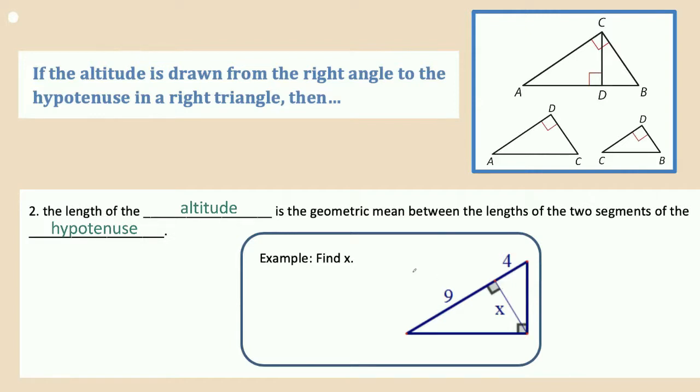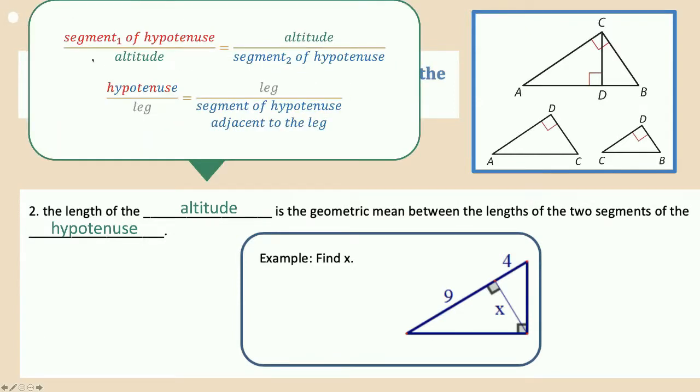So x is the altitude that's drawn from the right angle to the hypotenuse. I have a little card here with our two theorems, but here's the top one. We know the altitude is the geometric mean between the two segments of the hypotenuse. We can write that little equation: segment 1 of the hypotenuse over the altitude equals the altitude over segment 2 of the hypotenuse, and we're going to fill that in. I usually start with the proportion and start filling in.